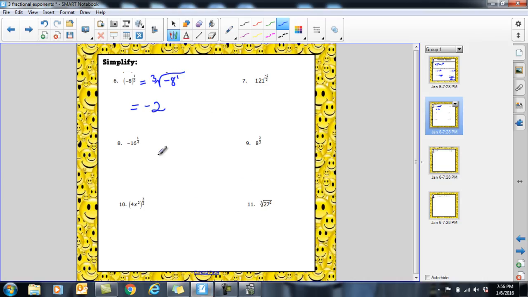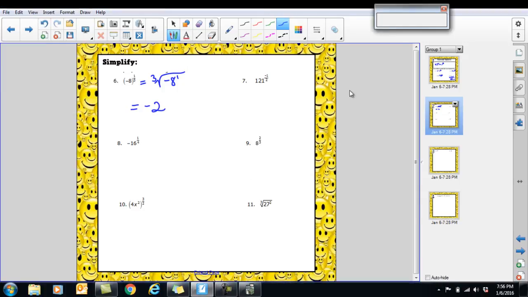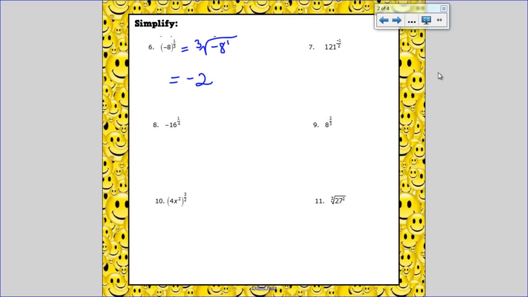So let's look at number 7, which is 121 to the -1/2 power. And yes, you can simplify. You can completely simplify this using your calculator. But the answer to this is a fraction. So your calculator was probably going to give you a repeating decimal as an answer. That's not what I want to see. I want to see the fraction that goes with it.